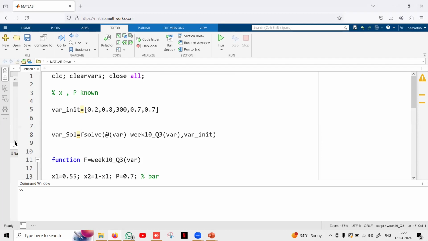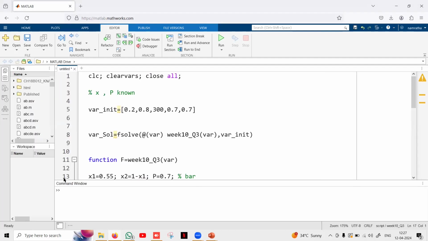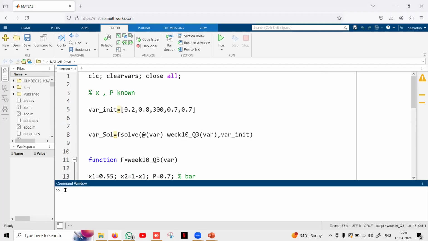Clear vars clears variables you had earlier. For example, I have x is equal to 5. Now in my workspace, x with the value of 5 will be there. First, if I do CLC, the command window is getting cleared. This is the function of CLC. And clear vars, if I do, this x is equal to 5 will be gone. Yeah, it's gone.